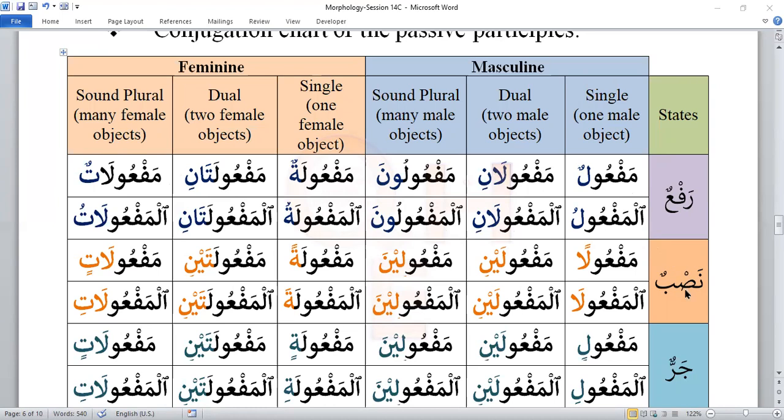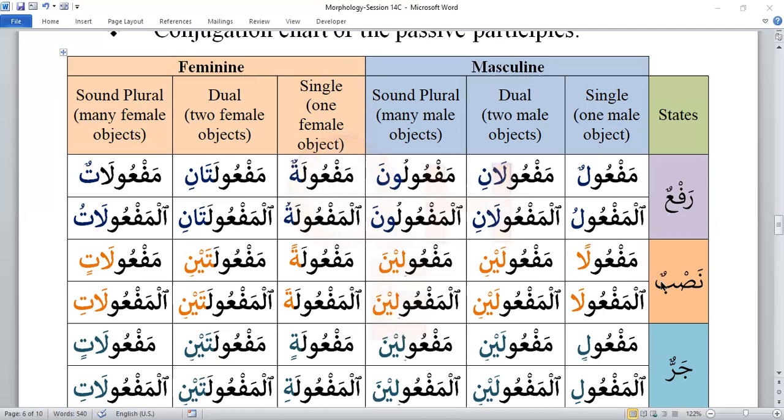Okay, now for nasb, what is the default ending of nasb? Fatha. Maf'ulan for singular male object. In Arabic, whenever a word ends with double fathat, an alif is attached to it. Maf'ulan for single male object, dual, maf'ulaini, plural, maf'ulina. For female singular, maf'ulatan, dual, maf'ulataini, plural, maf'ulatin.